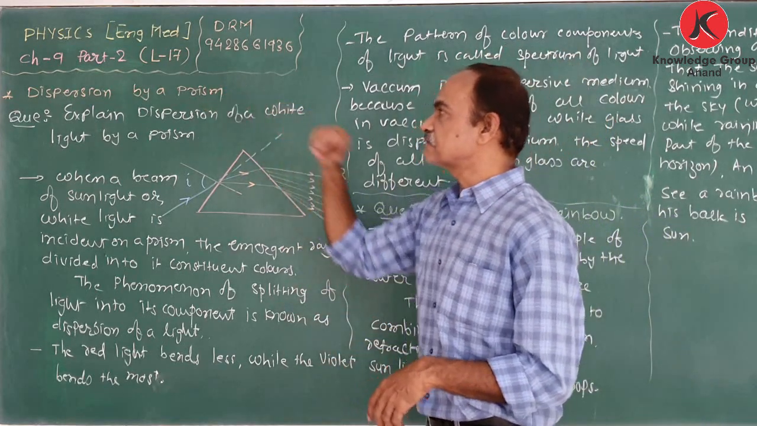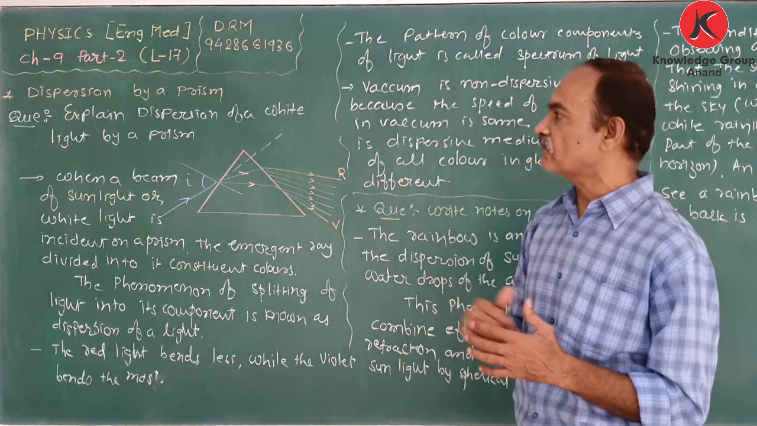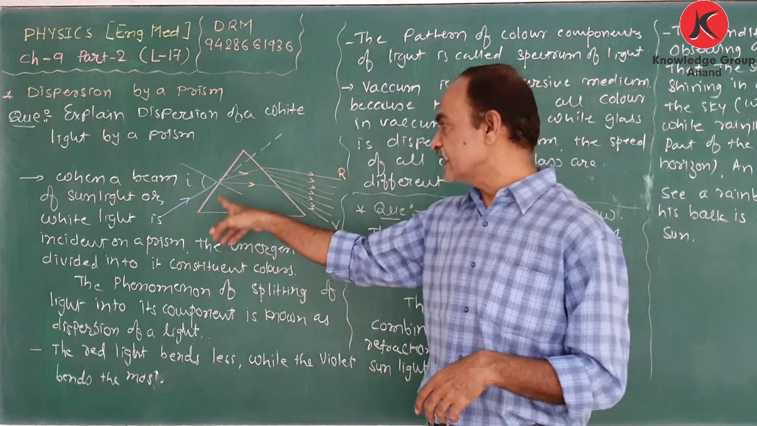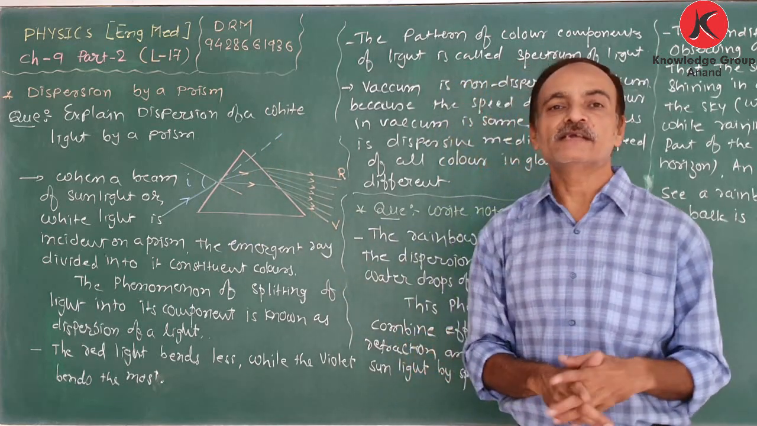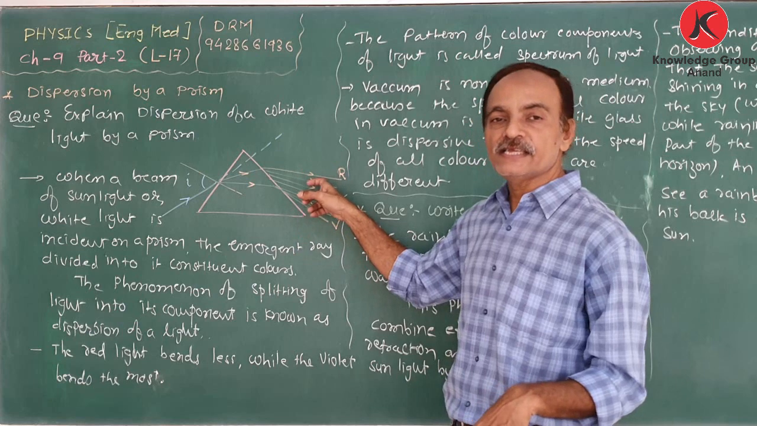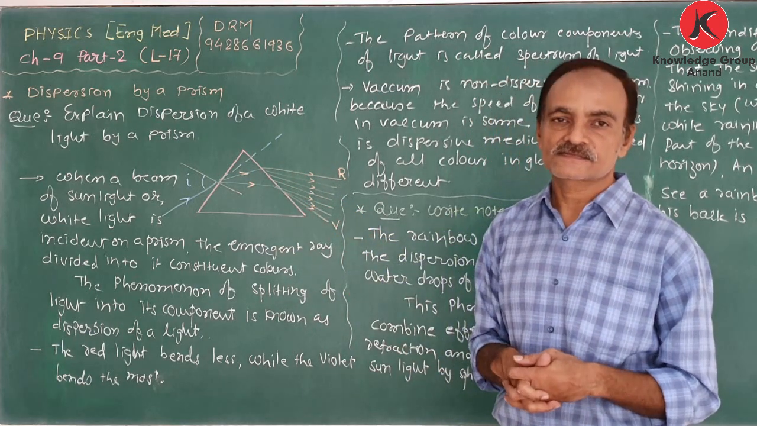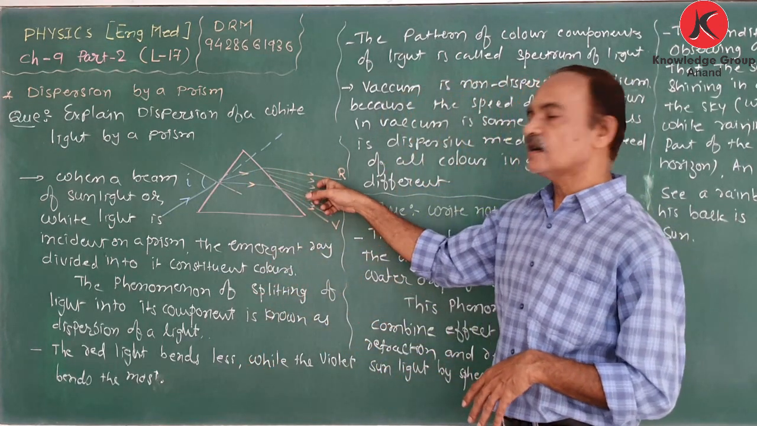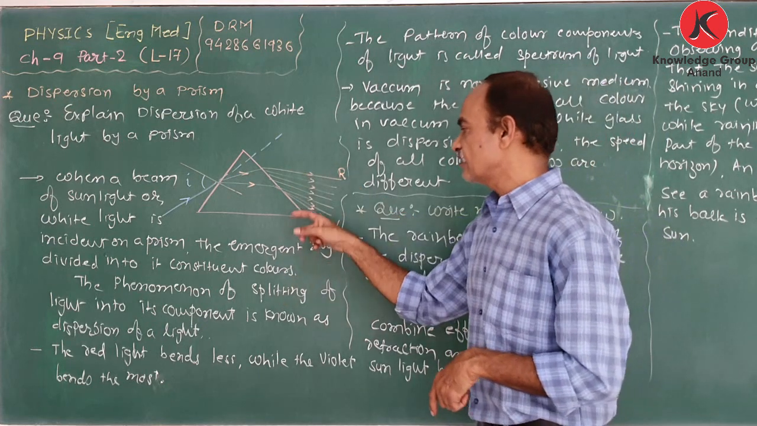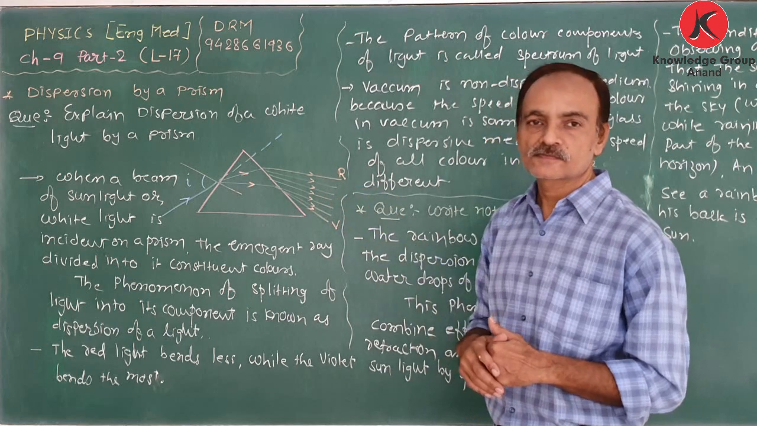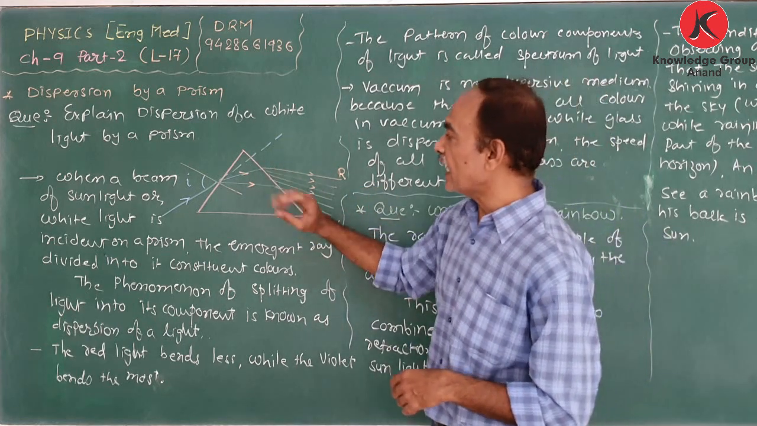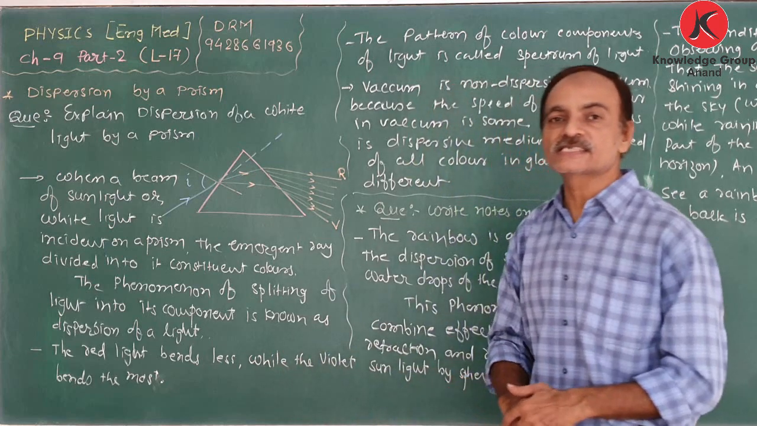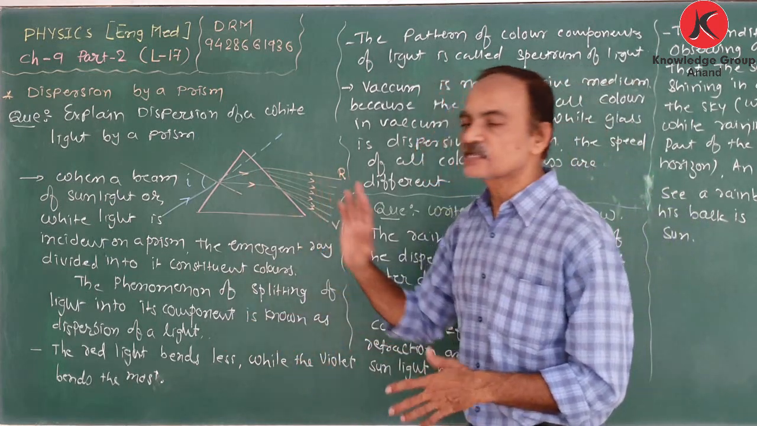For that purpose, explain the dispersion of white light by a prism. So when a beam of white light or sunlight is incident on a prism, the emergent ray is divided into its constituent colors. Here the deviation of the red light is less while that of the violet light is more. Therefore, the phenomenon of splitting of light into its constituent colors is known as the dispersion of light.